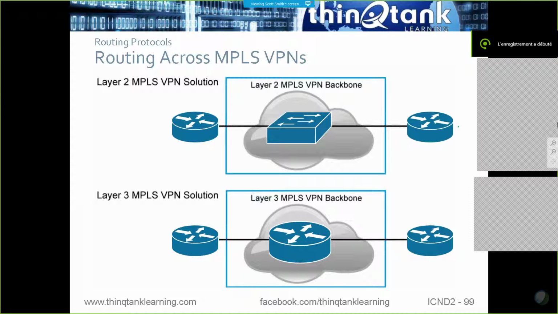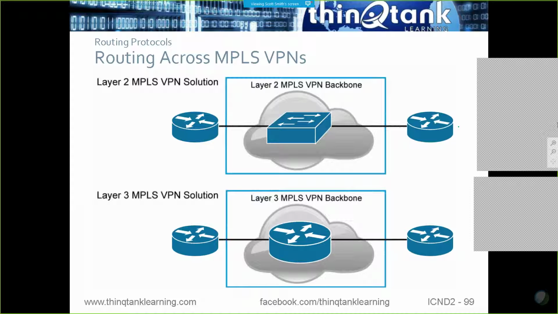What's the difference between a layer 2 MPLS VPN and a layer 3 MPLS VPN? Well, simple. Device it runs on. Not the device it runs on, how it appears to the customer. Remember, MPLS does not run in the customer's network. MPLS runs in the cloud. You're not running MPLS on your devices.